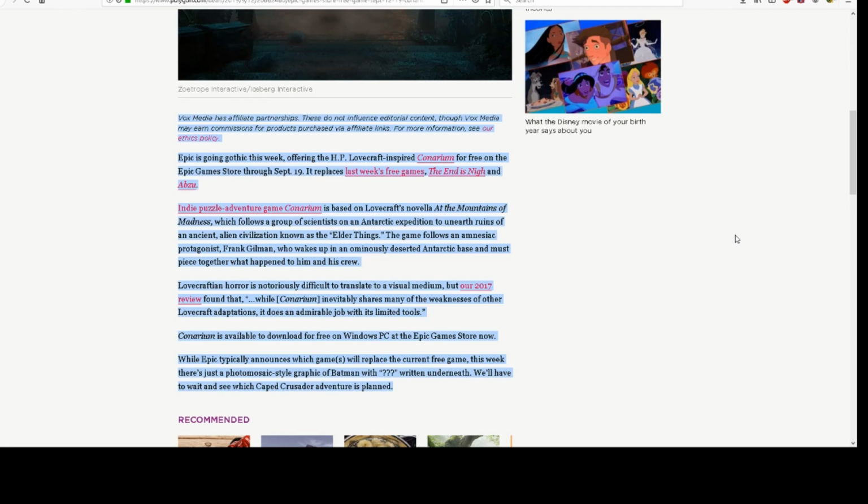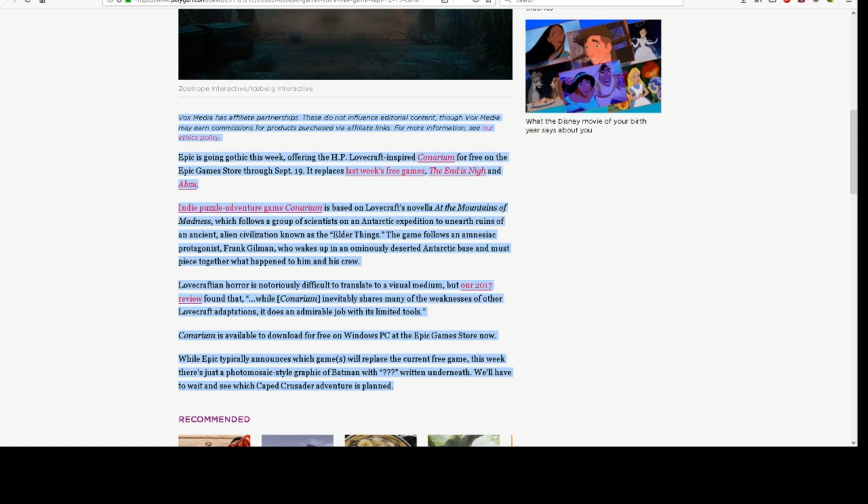Indie puzzle adventure game Conarium is based on Lovecraft's novella At the Mountains of Madness, which follows a group of scientists on an Antarctic expedition to unearth ruins of an ancient, alien civilization known as the Elder Things. The game follows an amnesiac protagonist, Frank Gilman, who wakes up in an ominously deserted Antarctic base and must piece together what happened to him and his crew.